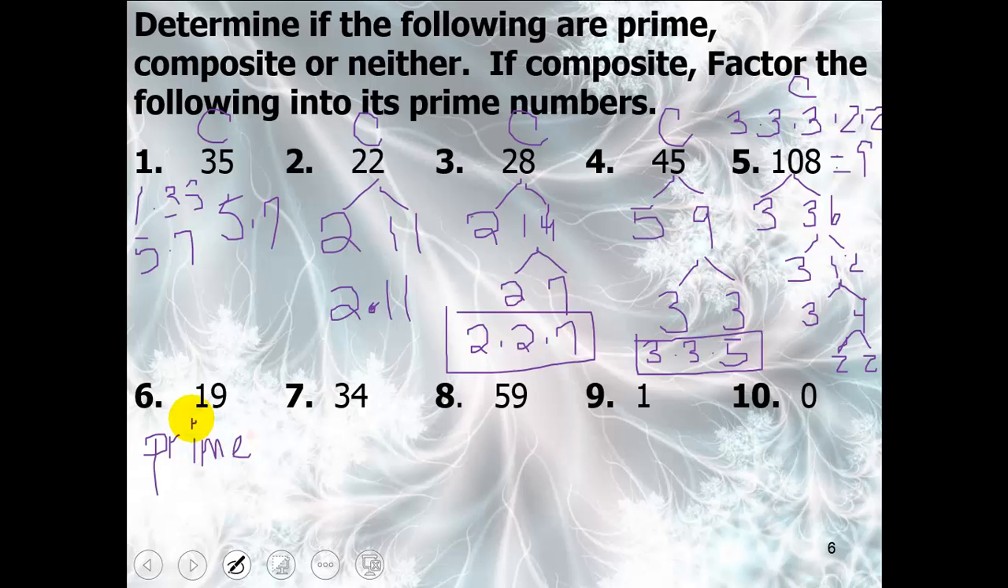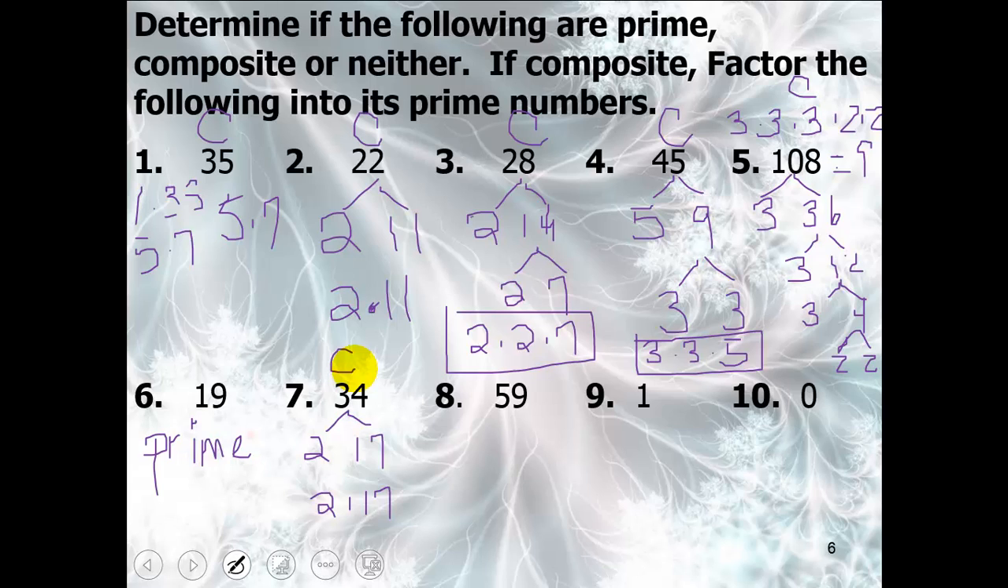34, well, we know it's divisible by 2 because it's even, so I'm going to start there. If I divide 34 by 2, I get 17. 17 is prime. I know that because I know my list. So I'm done with 2 times 17. That's the product of its primes, and it's a composite number.